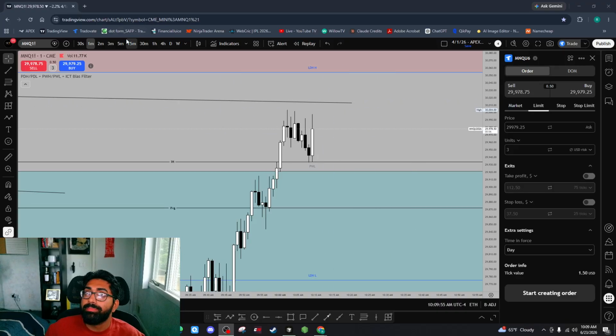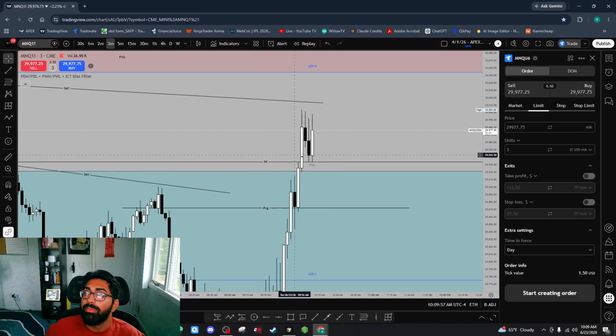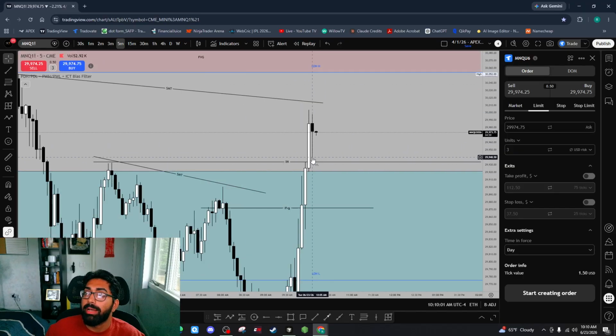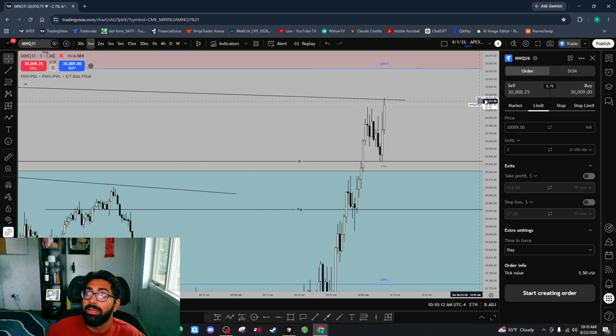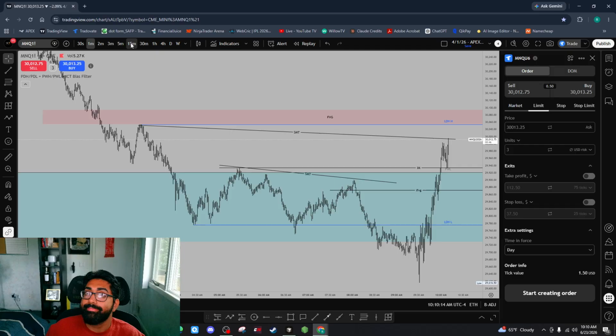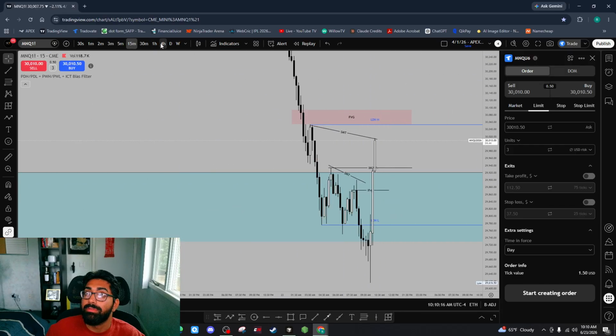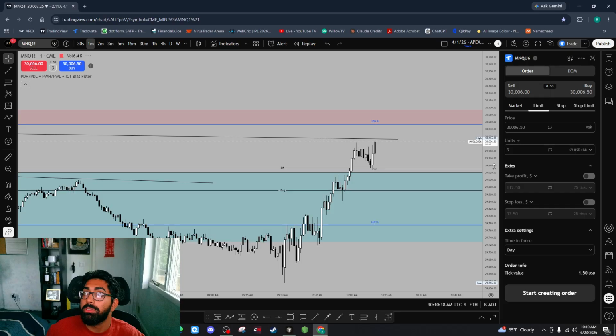Okay, well, on the 3-minute, looks like we're respecting it. 5-minute, we close that gap right here. So the gap we'd have to consider is for price to pull back all the way down here. But the reason why I think bullish is because on the 30-second, we have a clear inverse fair value gap break. So this could very well just keep on pushing.